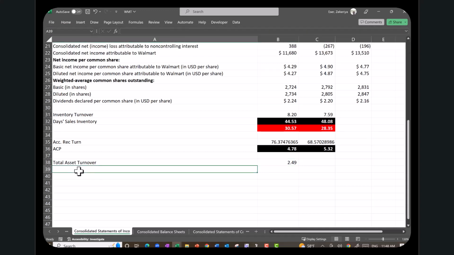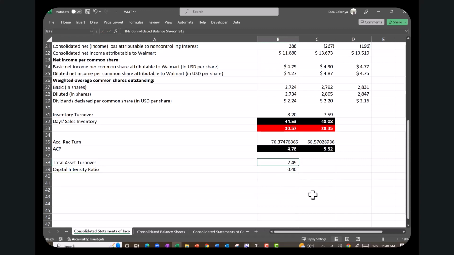And there's a related concept. It's called capital intensity ratio. It's exactly the same information, just looking at it in different ways. Total asset turnover tells you how many dollars of sales you get per dollar of asset. Capital intensity ratio says how many dollars of asset you need to generate $1 of sales.